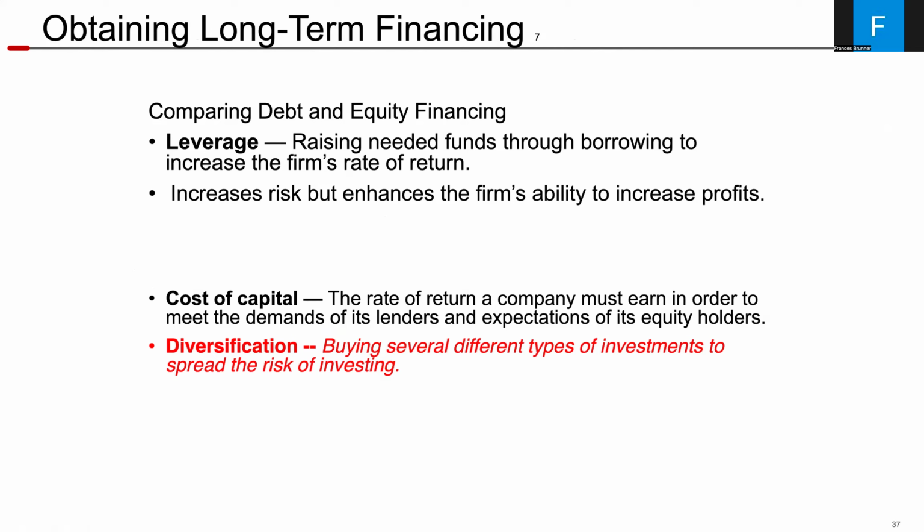Creating debt through financing is also called leverage. Leverage is raising funds through borrowing to increase the firm's rate of return. The cost of capital is the rate of return a company must earn in order to meet the demands of its lenders and expectations of its equity holders. One way that VCs mitigate the risk involved with investing in companies is by buying several different types of investments, or spreading the risk to multiple verticals in order to hedge their investment.